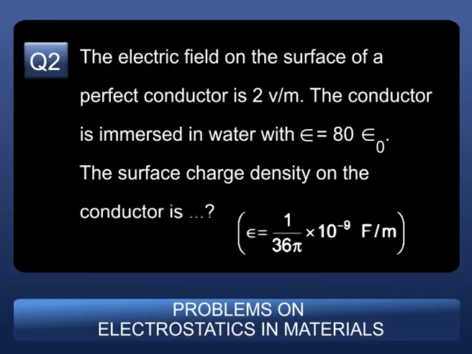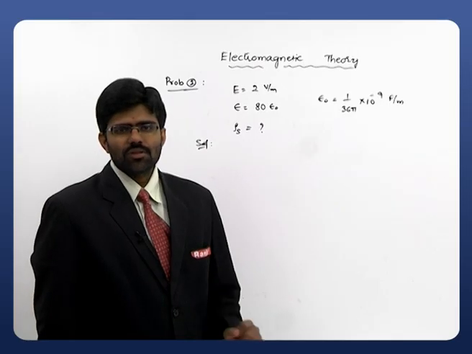Problem 2. The electric field on the surface of a perfect conductor is 2 volt per meter. The conductor is immersed in water with epsilon is equal to 80 epsilon naught. Then the surface charge density on the conductor is given epsilon naught is equal to 1 by 36 pi into 10 power minus 9 farad per meter. Now the solution to this problem.